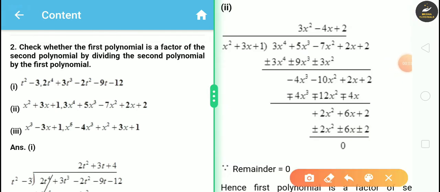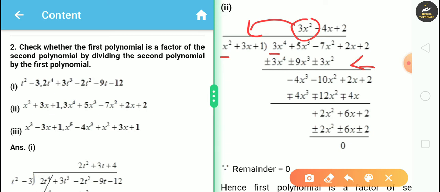Question 2. The divisor is x square plus 3x plus 1 and the dividend is 3x raised to 4 plus 5x cube minus 7x square plus 2x plus 2. Dividend and divisor both are in the standard form. So let's start with the solution. First term upon first term, that is 3x raised to 4 upon x square, we will get 3x square. Multiply 3x square with the whole divisor to get 3x raised to 4 plus 9x cube plus 3x square.